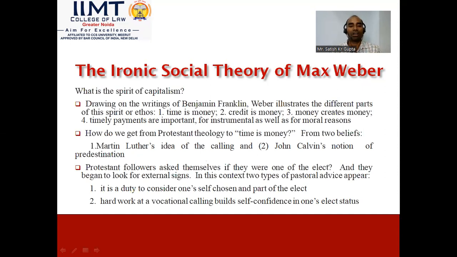Further in the work of Max Weber, the Protestant followers asked themselves if they were one of the elect, and they began to look for external signs. In this context, two types of pastoral advice appear. The first is that it is a hard duty to consider oneself chosen and part of the elect. And the second is that hard work at a vocational calling builds self-confidence in one's elect status.